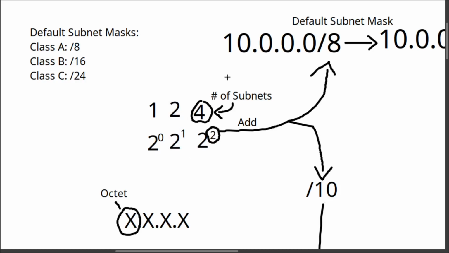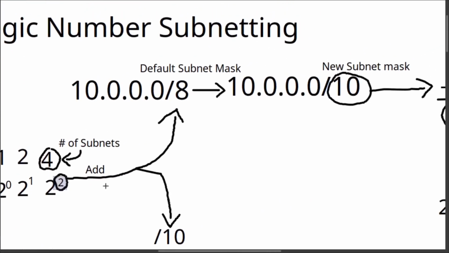And because I want in my example to have 4 subnets, then I will use 2 to the power of 2. What I'll do is I'll take this 2 right here and I'll bring it up to here. Now that we already know we have 4 subnets, now we need to look for how many hosts are going to be in each subnet.